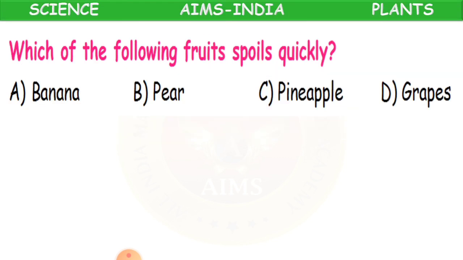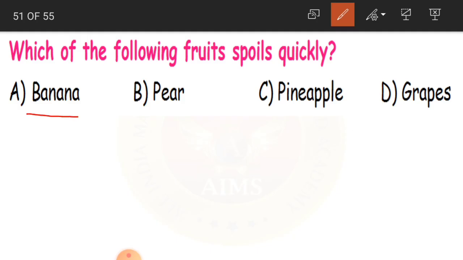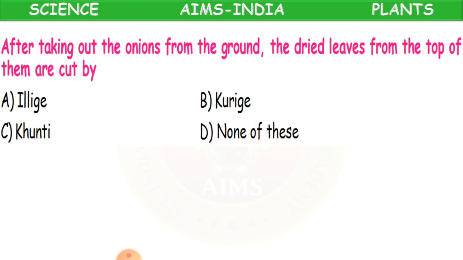Next question, which of the following fruits spoils quickly? If you take these 4 fruits, banana, pear, pineapple and grapes, bananas are going to spoil quickly. So that is why A is the correct answer.